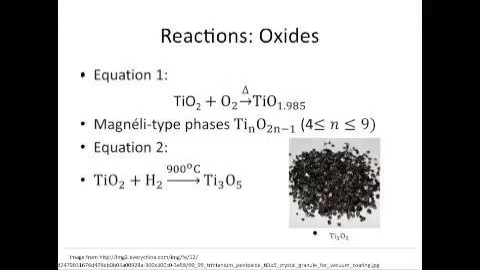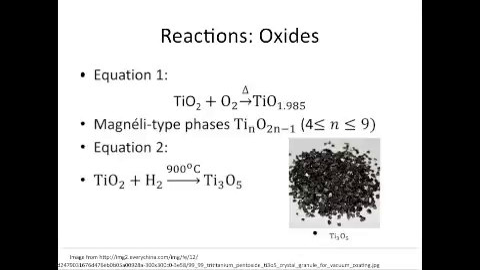In the first equation, it is shown that titanium dioxide reduces to TiO1.985 when it is heated at high temperature in the presence of oxygen. Titanium gives numerous non-stoichiometric oxide phases, which are called Magnéli-type phases, with the formula TinO2n-1, wherein n is greater than or equal to 4 but less than or equal to 9. Common Magnéli-type phases are Ti3O5 and Ti2O3.